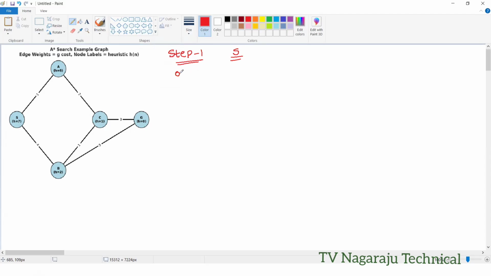Now immediately my open consists of node S. Here a node is represented in the form of G H F for easy calculation. Now node S consists of, what is the value of G? G specifies the distance or cost from the starting node to that node. Here S is the starting node, so from that node to that node, the G value is 0.